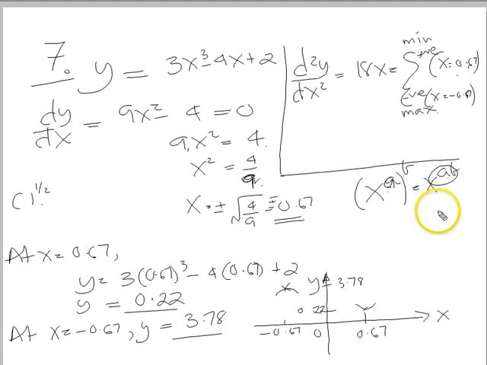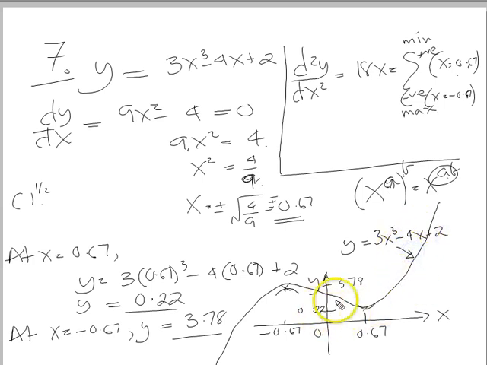So the curve can't do anything other than come down, go to a minimum, go to a maximum, and come back down after that. Let's label the curve then. y equals 3x cubed minus 4x plus 2. There we go. And that's the curve there. Okay, and there's the picture.